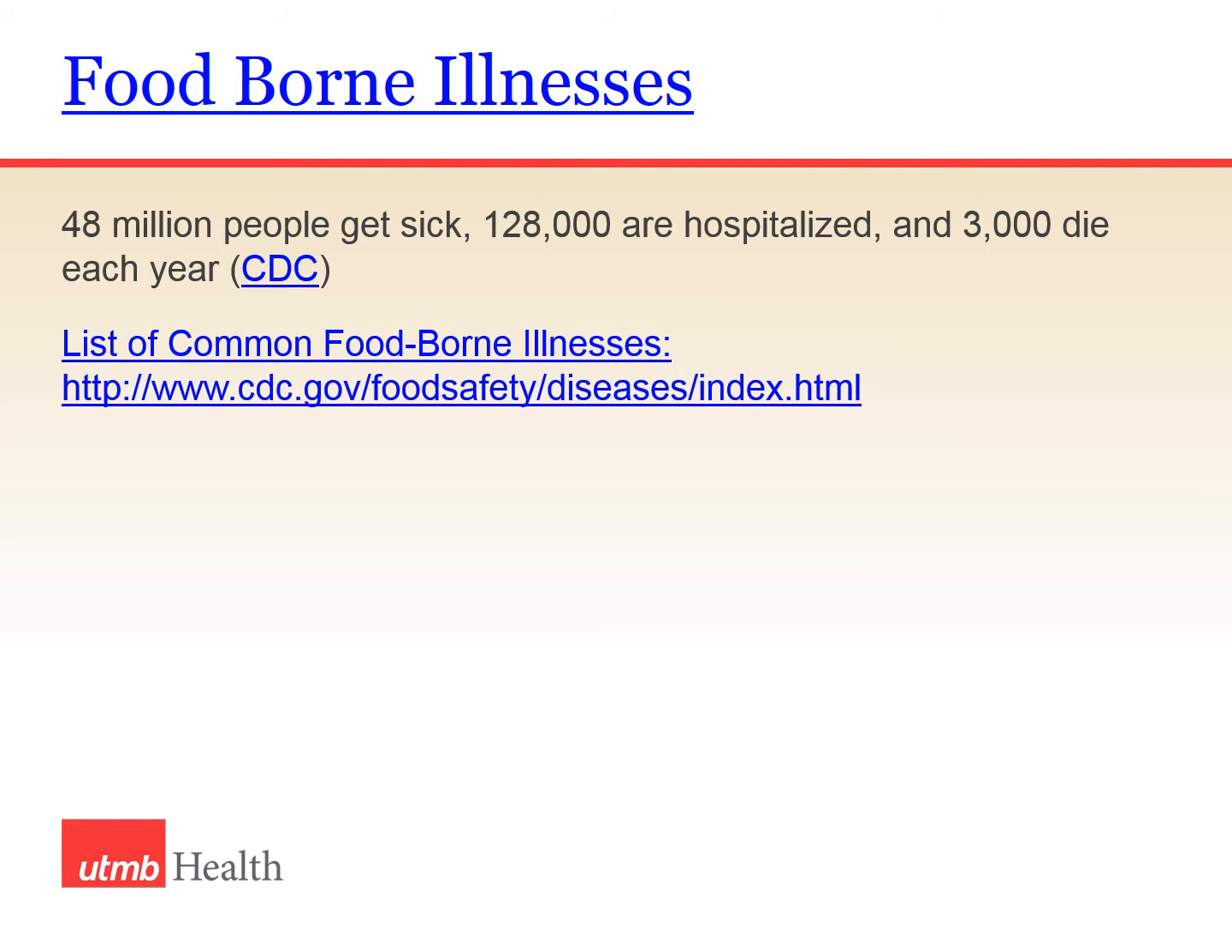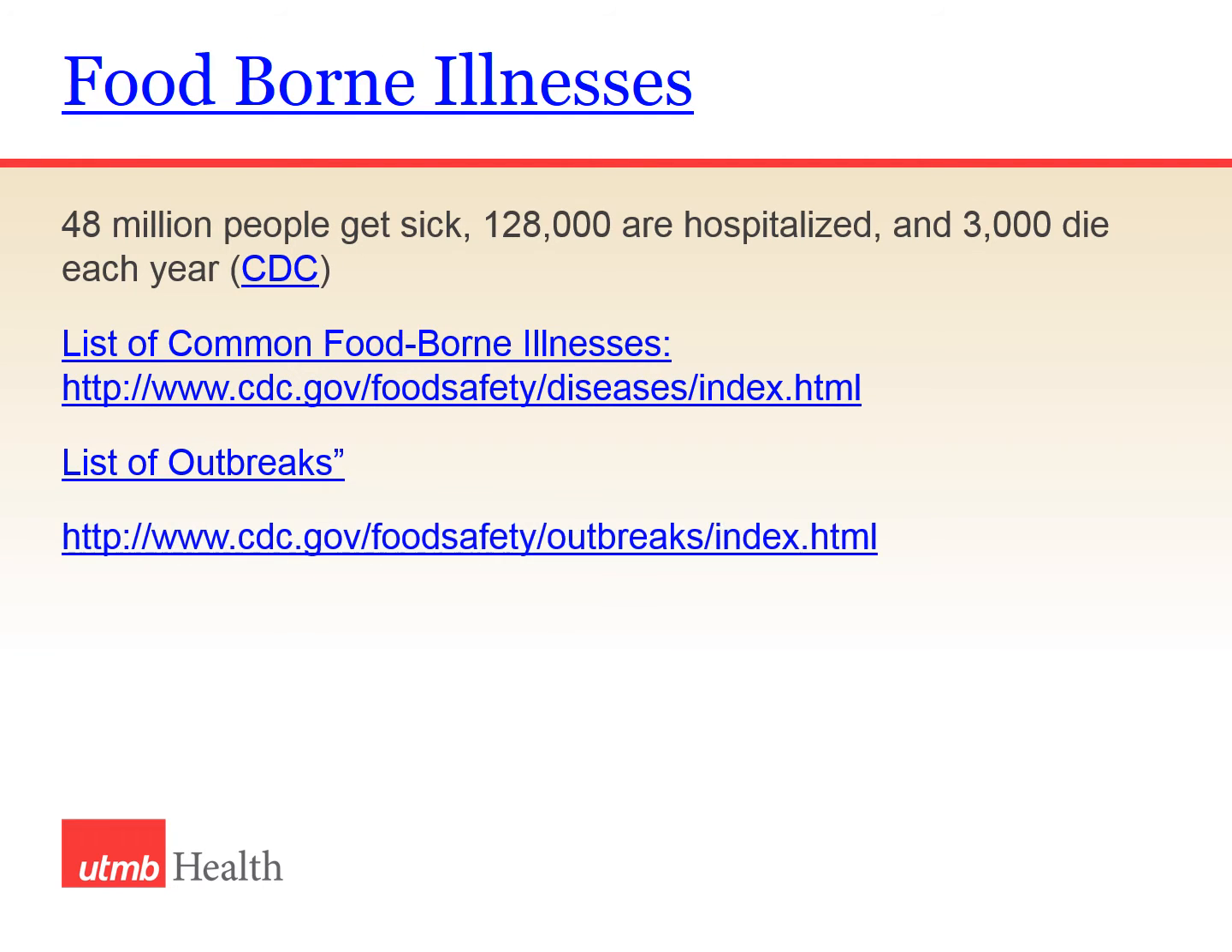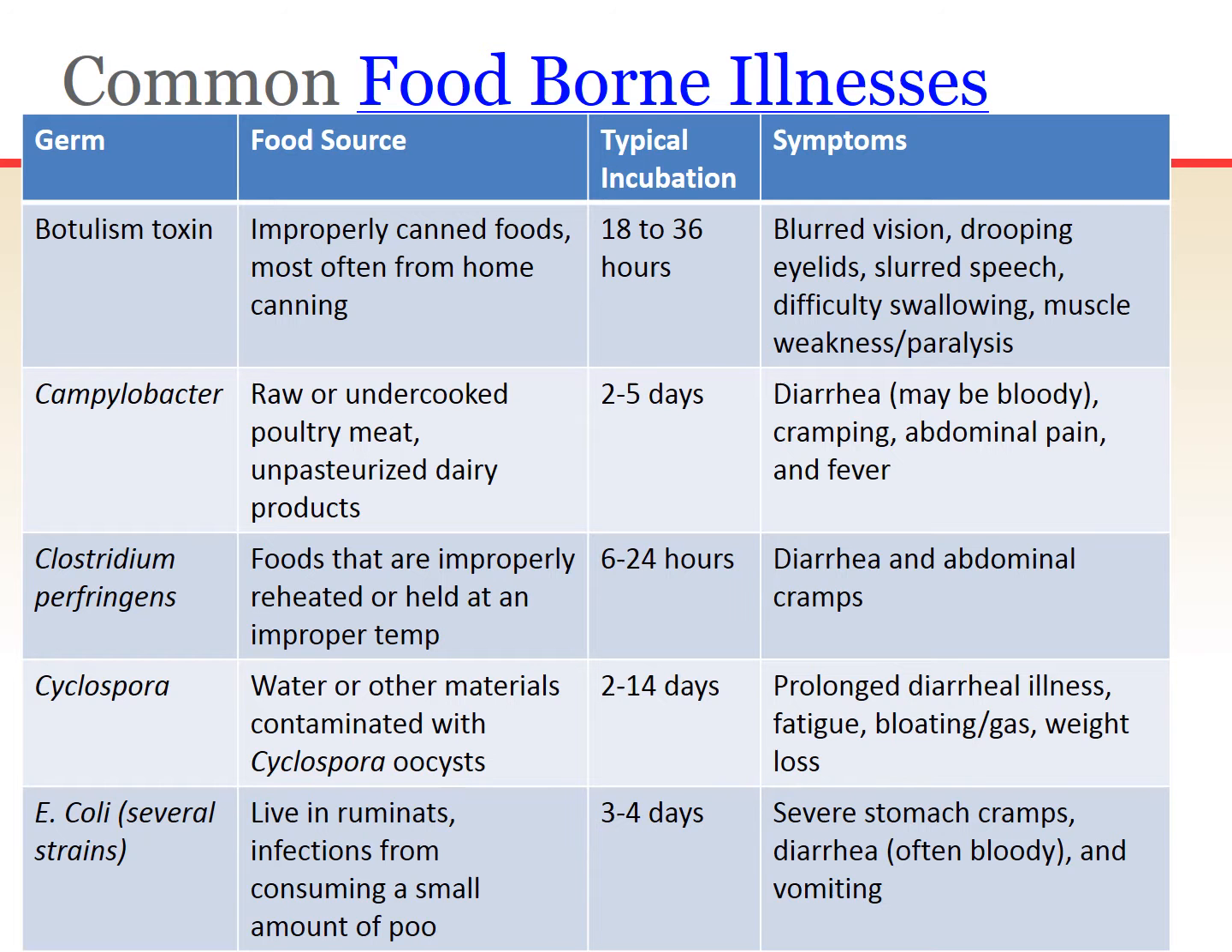If you go to the CDC website, you can see a list of all the common foodborne illnesses and read in a lot more depth beyond what I'm going to talk about in this presentation. That's a really good resource for surveillance and just for general information. They also have a list of outbreaks, telling you the latest outbreaks that have happened, and common foods that are instigators of outbreaks. So there's a link for that.